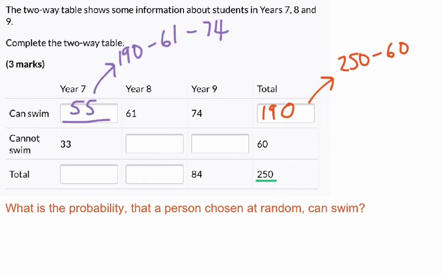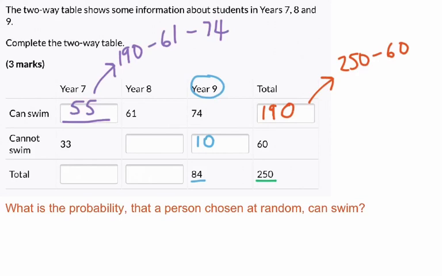Okay, moving on now to the second row. So I've got cannot swim. So I know there's 33 year 7s who cannot swim, and I know in total there's 60, but I've got year 8 and 9 missing. So I'm going to have to change the direction in which I do things a little bit. So I'm now going to go and look at just focusing on year 9. So I know there's 84 in total year 9 pupils. So if 74 can swim, that would leave me with 10 who can't. So 74 add 10 would equal 84.